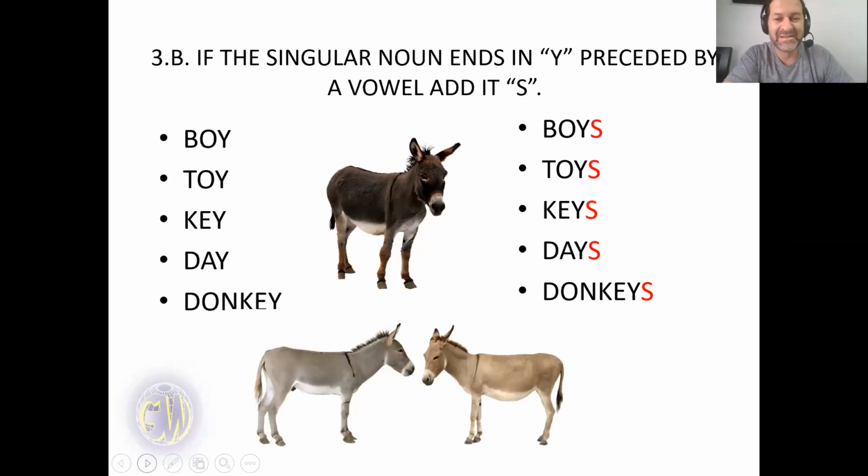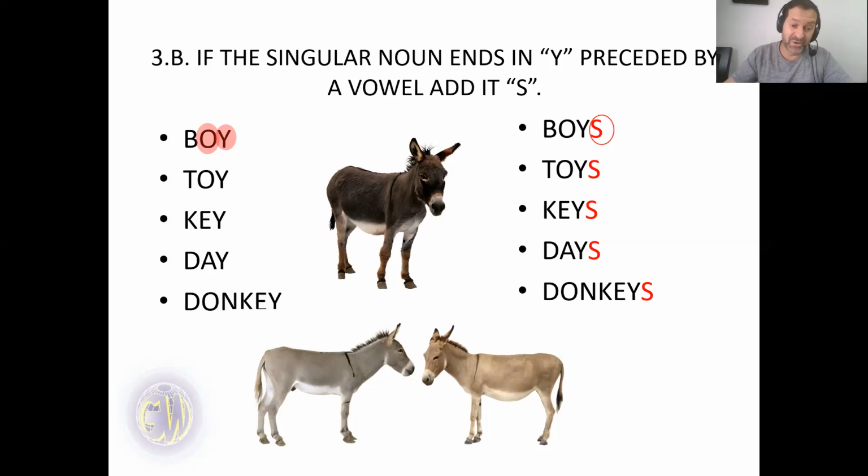Next animal, the donkey. It's a beautiful animal, no? Actually, they say it's kind of stupid, but I think it is very smart. It says, if the singular noun ends in Y preceded by a vowel, add S. So let's look at it, okay? So you have in here this. It ends in Y preceded by a vowel. So all that you have to do is to add S. So you have boy, boys.